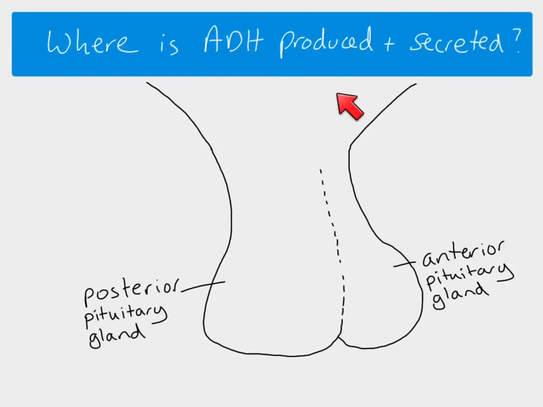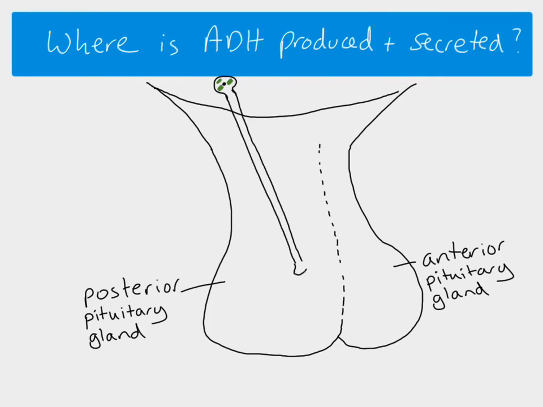At the top of the pituitary gland up here, that's where the hypothalamus is. In the hypothalamus, we have neurons, and these neurons are where ADH is produced. The ADH is produced in the neurons in the hypothalamus, but this neuron actually stretches all the way down into the posterior pituitary gland. So the ADH that's produced in the neuron in the hypothalamus is transported down into the posterior pituitary gland.